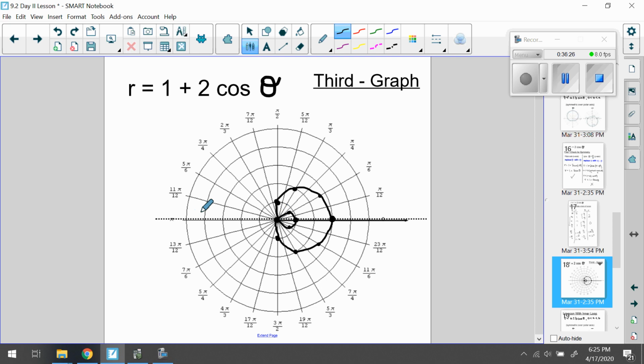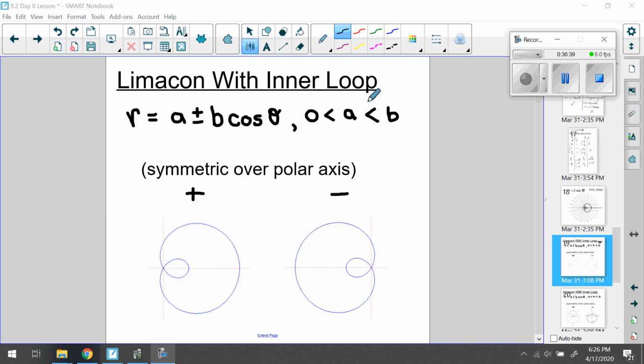The last example we called a limacon without an inner loop. So this is the counter example to that. This is a limacon with an inner loop, and you can see quite clearly the inner loop that we created on the inside. This is what happens when the B term is the larger one. Remember, when A was larger, it did not have the inner loop, but when B is larger, it will have the inner loop.